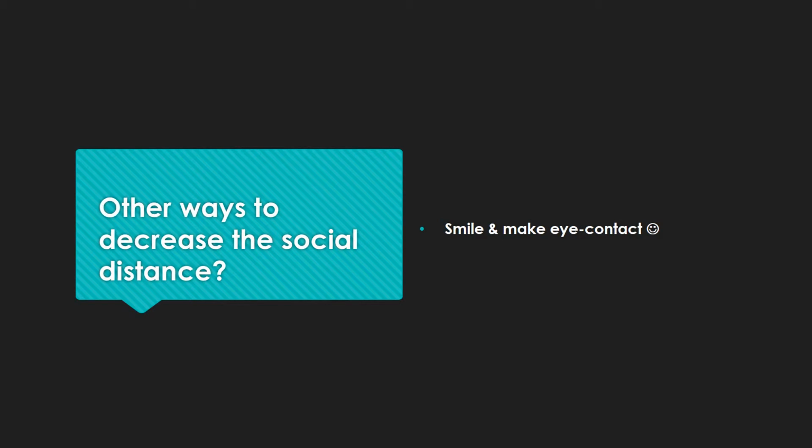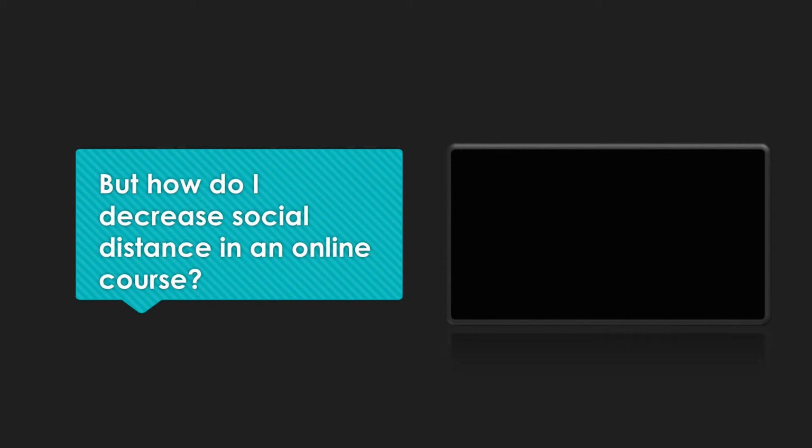Like I said before, basic tenets of human communication go a long way. And sometimes we forget when we're uncomfortable in front of a classroom of students that learning their names, smiling, and making eye contact actually goes a long way to make students feel more comfortable participating in class and really talking to you. So how do you decrease the social distance in an online course?